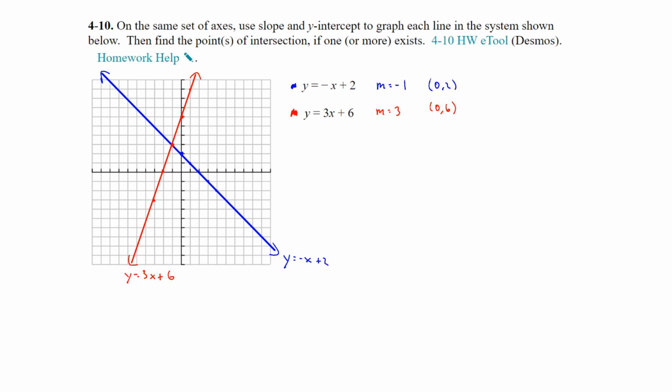And so there's the second equation, and it says then find the point or points of intersection. So we're looking for where they intersect, and it looks like it intersects right here at this point. So the point of intersection will be, looks like -1, 3. That's the ordered pair, and it only intersects in that one spot.